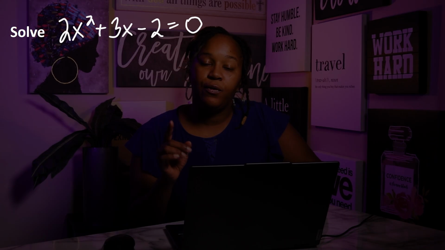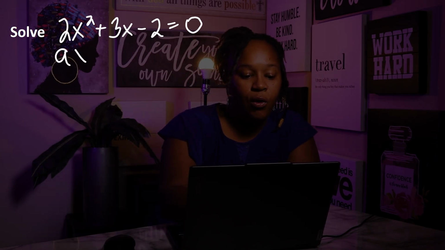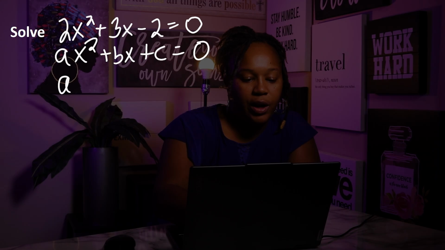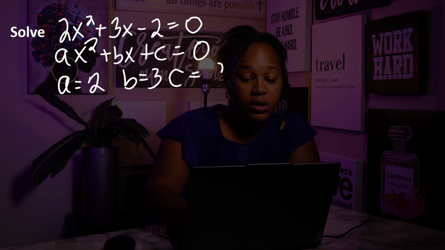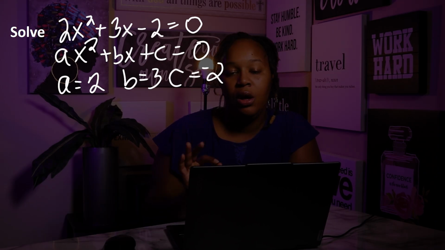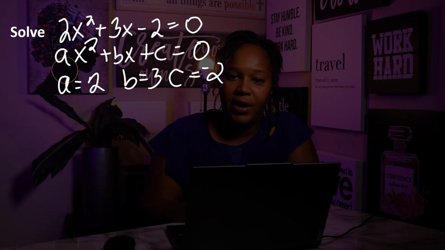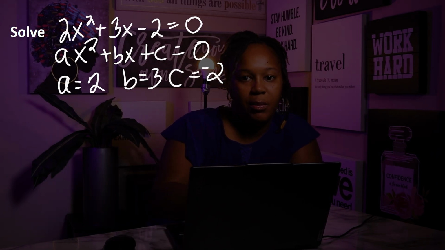Before we can use the quadratic formula, we have to identify the a, the b, and the c. Well, remember, the form of the quadratic equation is ax squared plus bx plus c equals 0. So your a is the coefficient in front of the x squared, which is 2. Your b is the coefficient in front of the x, which is 3. And your c is the constant term, which is at the end, which has no variable associated with it, which is negative 2.